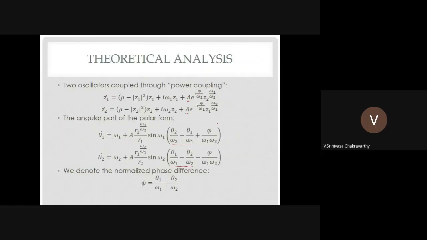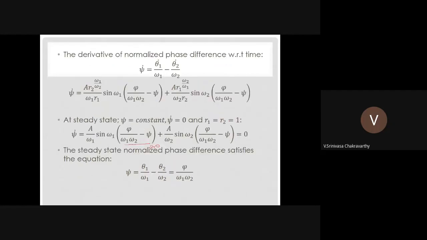Now phi is this angle which shows up. Okay, and also note that it has a very special form. The complex coupling coefficient for the first equation has in the exponential phi by omega 2, and here you have phi by omega 1. You need that kind of special structure so as to get this simple form at the end. So the simple solution is that this normalized phase difference should be equal to phi by omega 1 omega 2.